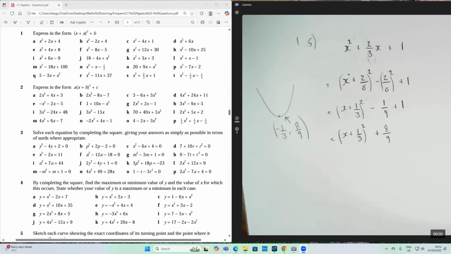Well, that's our introduction to completing the square. In the next video, we're going to move on to slightly trickier ones where we have a coefficient in front of the x². But I will see you in the next video for that one.